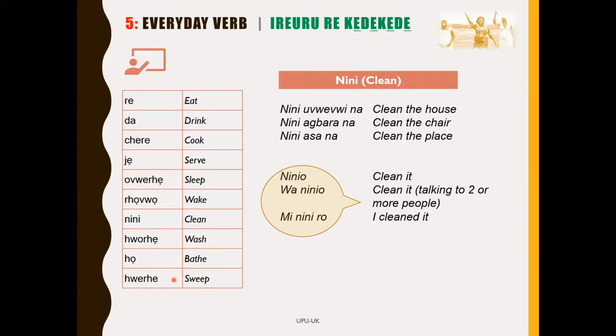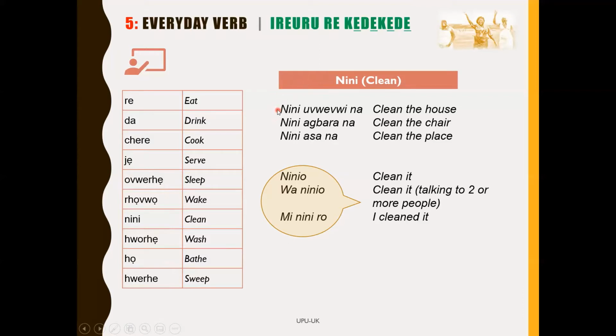Okay, I will sound the Urhobo on their own. You see the English to the right. Re, da, kire, je, overe, rowo, nini, ore, o, were.